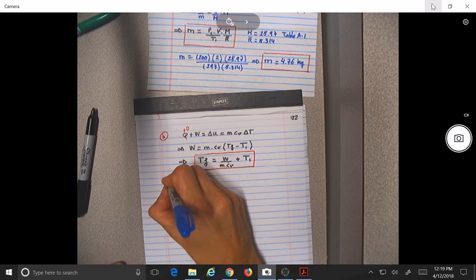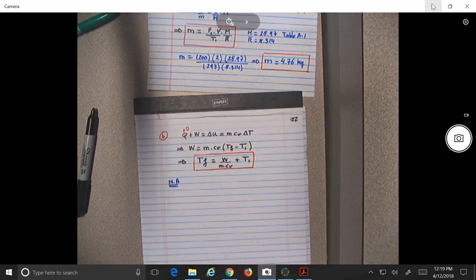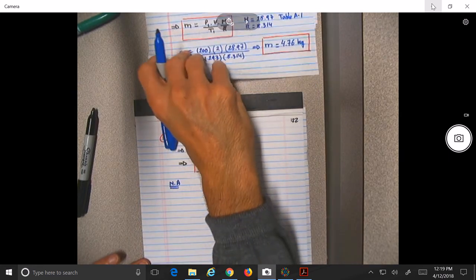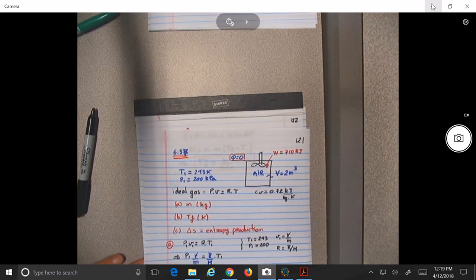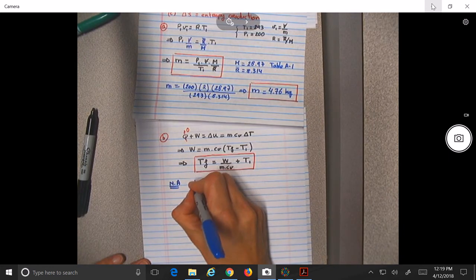Let's do the numerical application. First, let's have some type of guess. Should T be higher or lower than the 293? Higher, no? Okay. So over here, what is the work? Is the work coming out or going in? Going in. So that means it is positive, and the value is 710.